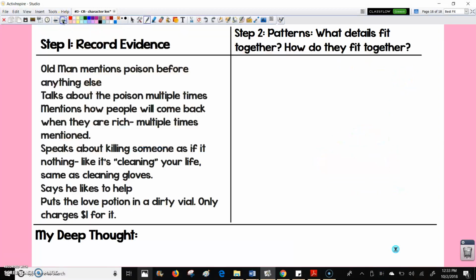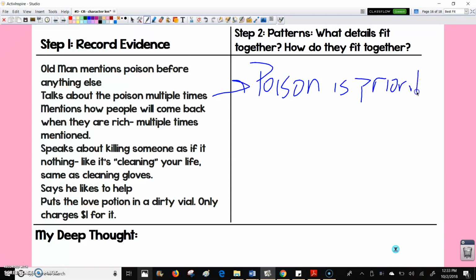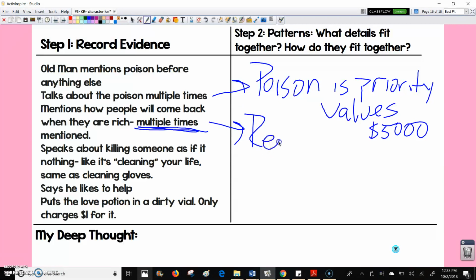All right, so if I track all my text evidence, I have noticed that the old man mentions poison before anything else. He talks about the poison multiple times, which shows me the poison is the old man's priority. Maybe that's the item he sells that he values the most, which also makes sense because it costs $5,000, and that is his more expensive potion. And he mentions how people will come back when they're rich. He mentions it multiple times, so he expects repeat customers. That's the reason why I know that Alan is going to come back and the old man expects him to.